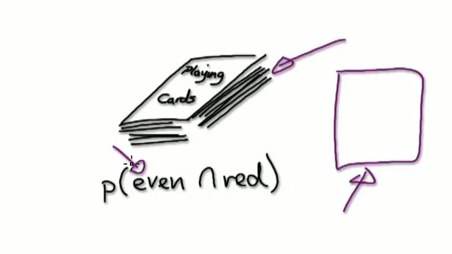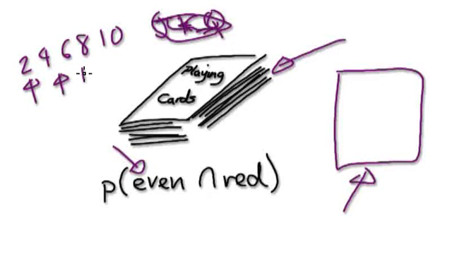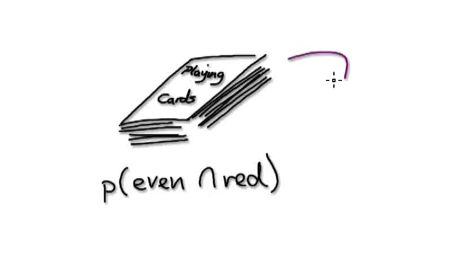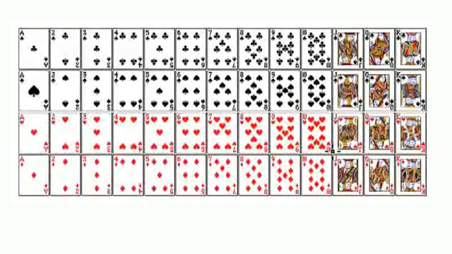Even, we're going to say 2, 4, 6, 8, and a 10. Jack, King, Queen, Queen here. These don't count as even. Okay, so it's just these ones. So given a packet of cards, I'm going to pick one card out. What is the probability that this card will be an even and a red?